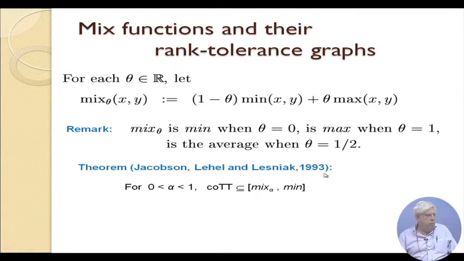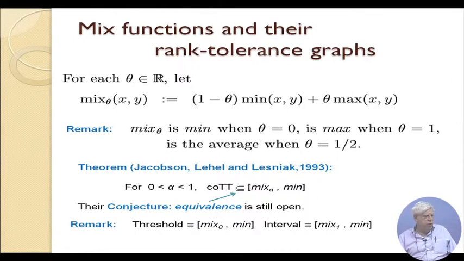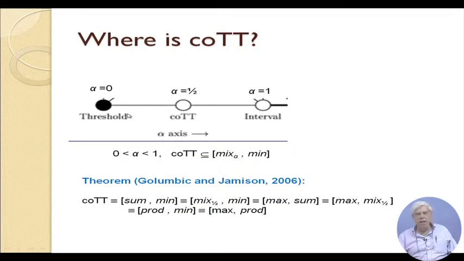Now, there was a paper that could be reinterpreted into this notation to say that if alpha was between 0 and 1, CoTT would be a subclass of mix alpha min. And the conjecture of whether this is strict or not strict is still an open question after so many years. Threshold graphs are mix 0 min, interval graphs are mix 1 min. So you could ask a question like, where is CoTT?